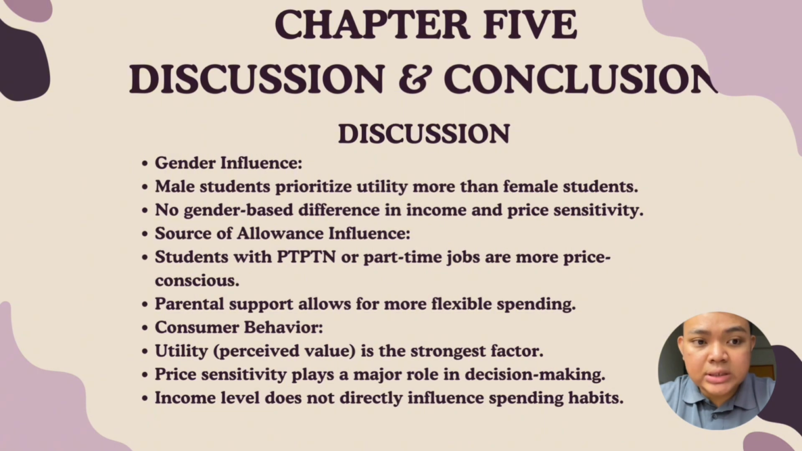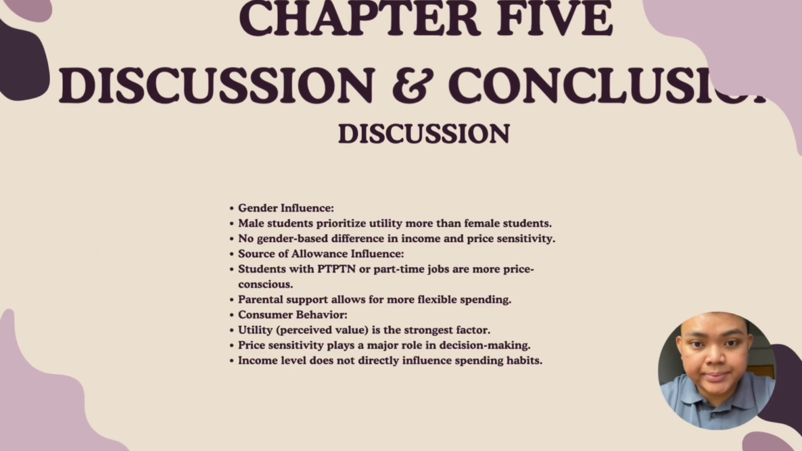Influence of income sources. Students receiving PTPTN loans or earning through part-time jobs exhibit greater awareness of price and utility. This indicates that structured or safe income promotes better financial management and prioritization skills compared to parental allowance. Determination of consumer behavior. Price and utility emerge as strong predictors of consumer behavior. Income levels did not significantly influence consumer decisions, highlighting the importance of perceived value and affordability over monetary constraints.